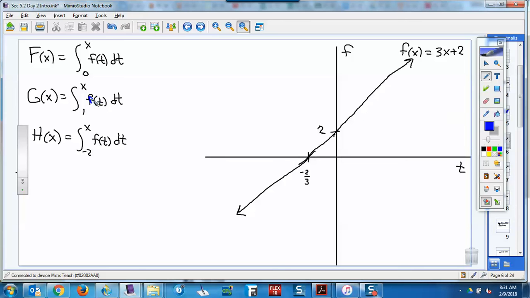Okay, so G is the area from 1 to x. Right. Now you might say, okay, we already did big F. We know it's going to be 3/2 x squared plus 2x. What we don't know is the c. And what's the c going to be here? Or the difference between the c in the last problem and the c in this problem?